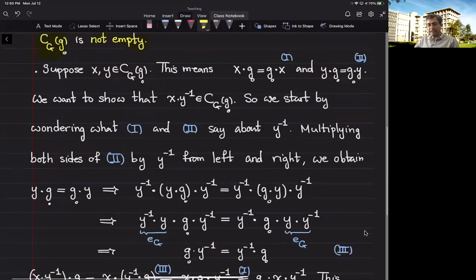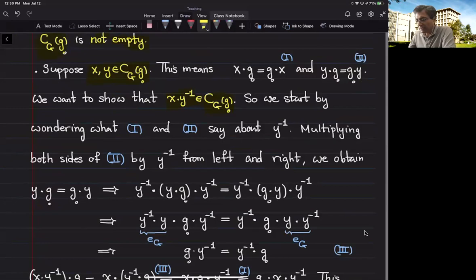Now, I give you two elements, both of them in the centralizer of G0. I want to use the subgroup criterion and show that x dot y inverse is inside the centralizer of G0. That's my goal. So we want to show that x times y inverse is inside the centralizer of G0. But let's recall what it means for x and y being inside the centralizer.